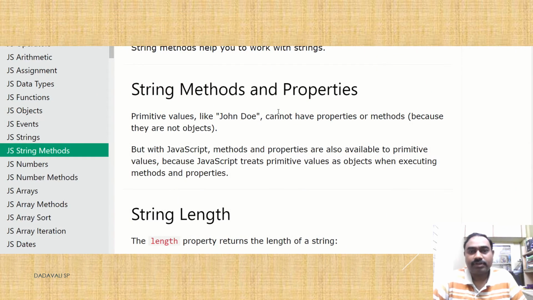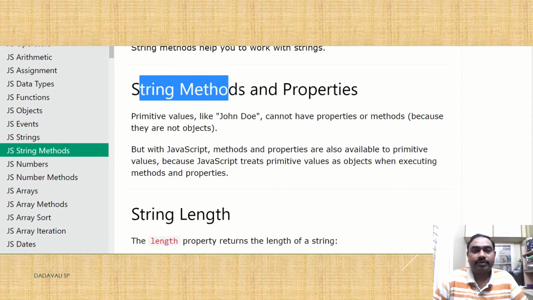You can observe string methods and properties. Primitive values like "John" within double quotes, that is a string, cannot have properties or methods. But with JavaScript, methods and properties are also available to primitive values, because JavaScript treats primitive values as objects when executing methods and properties.